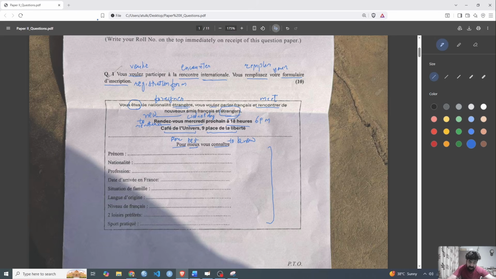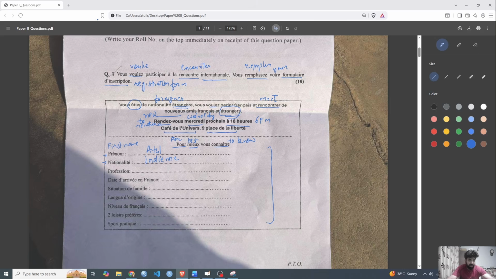Then it says prénom. Prénom actually stands for your first name. So I have to write my first name here. I'll just write Atul. Okay. Then it says nationalité. So basically the nationality I have to write here. While reading through this, just make sure that you are actually understanding these spellings also. It will come very handy when you have to write something else. Anyway, I'll just move on. So I'll write Indian, and the spelling you need to notice. So how exactly do I write Indian in French?